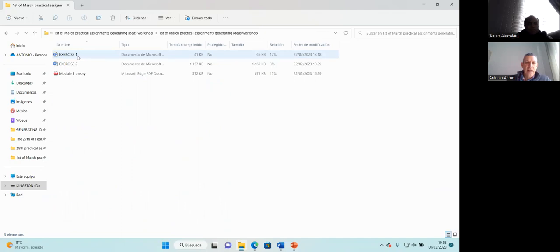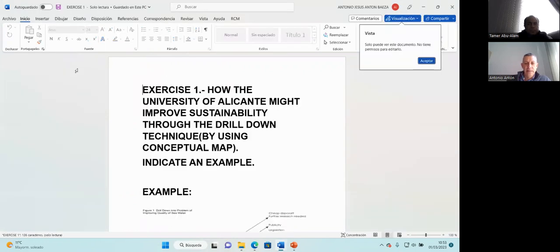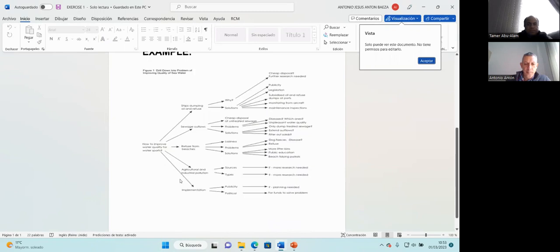These exercises are related to what we studied yesterday. We have a gap there, but in order to have time to review different texts, modules or theory contents, you have these exercises. The first exercise has to do with the drill down technique we explained: how the University of Alicante might improve sustainability through the drill down technique by using the conceptual map. This is an example that we saw yesterday.